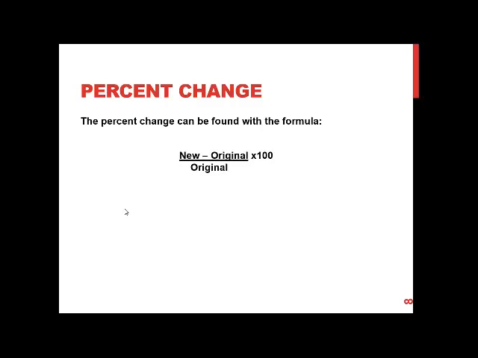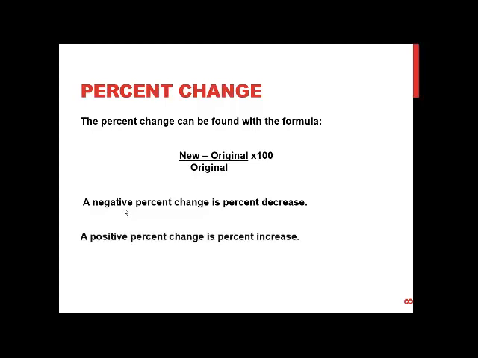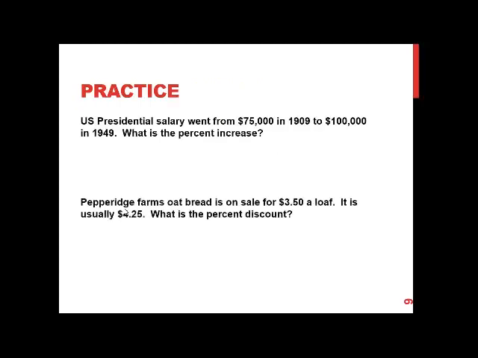Percent change. The percent change can be found with the formula new minus original divided by original times 100. Anytime you end up with a negative number doing this, that's a percent decrease. And if you end up with a positive number, that's the percent increase. So looking at the U.S. presidential salary, it went from $75,000 in 1909 to $100,000 in 1949. What is the percent increase?